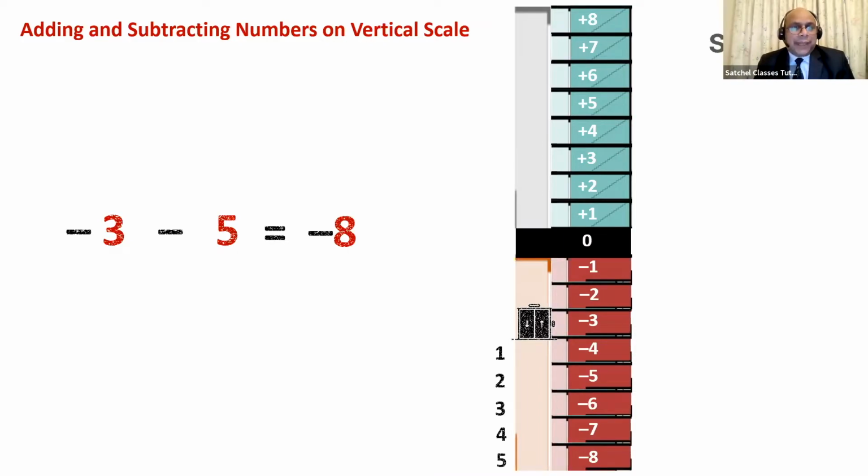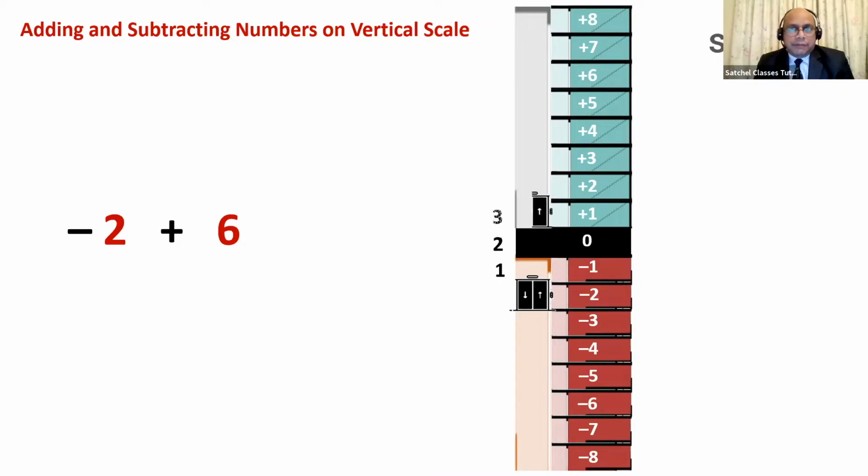And finally, minus 2 plus 6. How about that? You start from minus 2, which is 2 floors below the base level, and you go up 6 floors. Where will you reach? 1, 2, 3, 4, 5, and 6. You'll reach the 4th floor, which is plus 4. Right? Now you can use any of these horizontal or vertical scales to understand this easier.